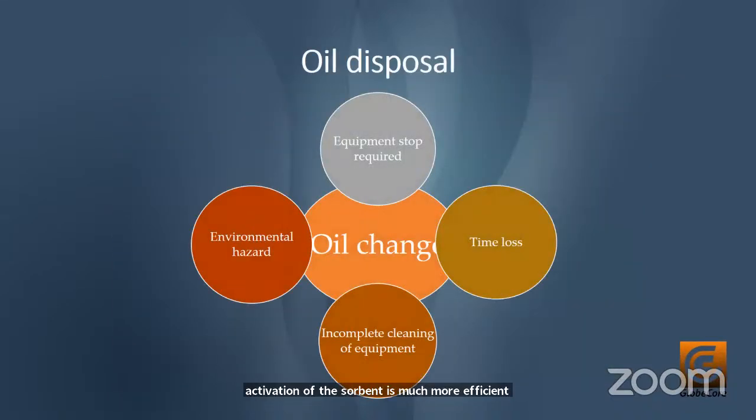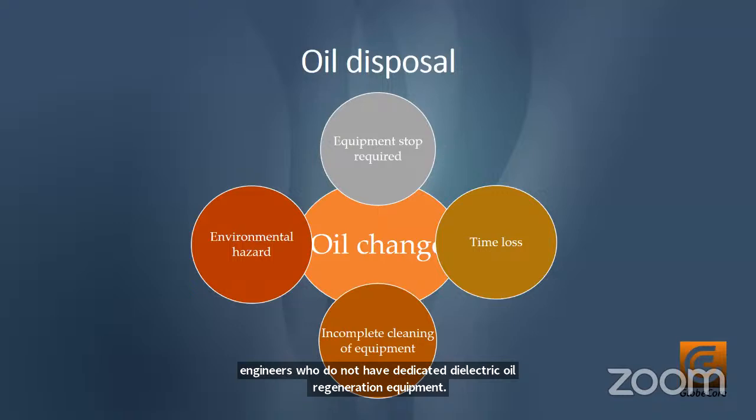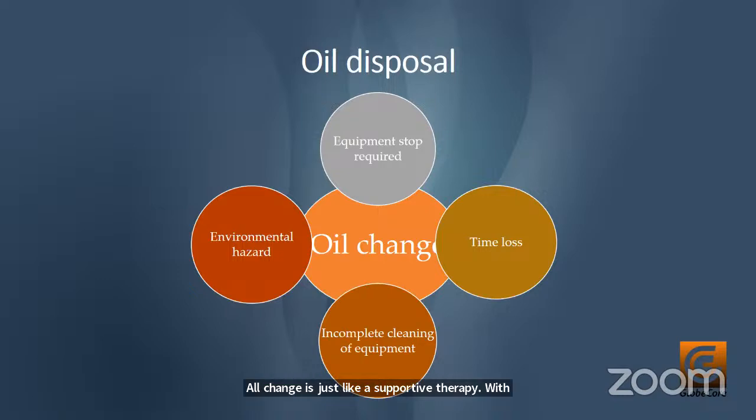One of the widely used solutions when oil has problems with acidity and surface tension is oil change. Typically, this process is recommended by companies or engineers who do not have dedicated dielectric oil regeneration equipment. Oil change is just like a supportive therapy with limited results, since when oil is removed from the transformer, a significant amount of it still remains in the paper insulation. And as you know, approximately 95% of the moisture is contained in the paper insulation.